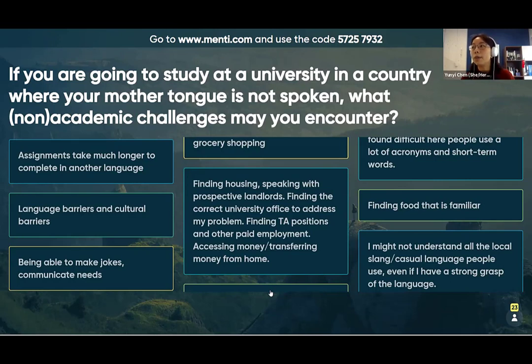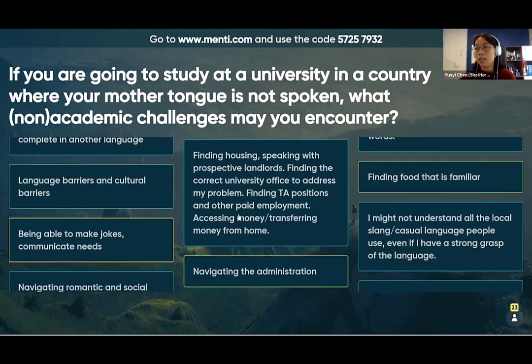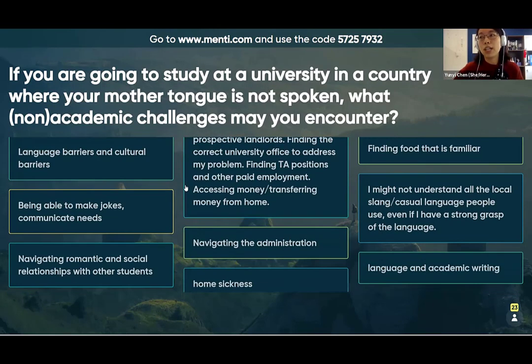Accessing money, transferring money from home, yes. Language barriers and cultural barriers, exactly. Being able to make jokes, communicating, yes. I oftentimes find I might have a weird sense of humor in this context. I think I'm getting better. I'm still trying. Navigating romantic and social relationships with other students, yes.